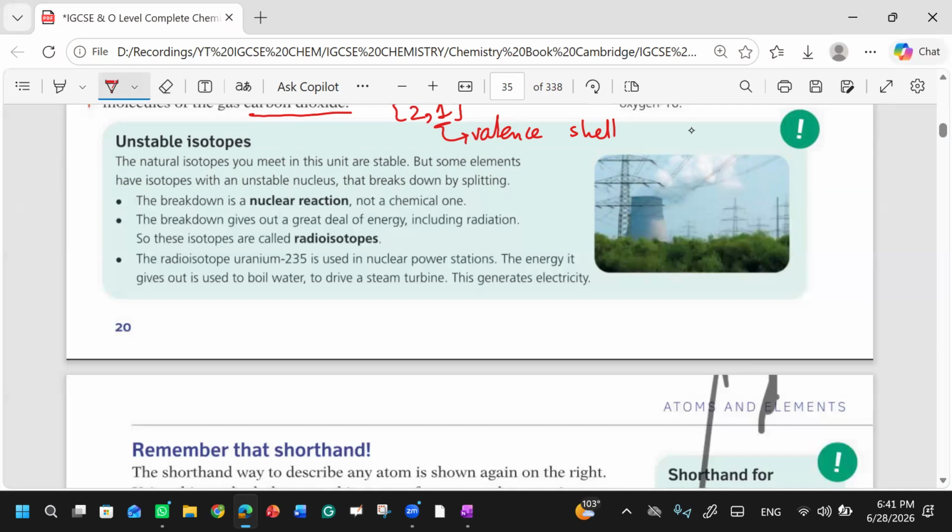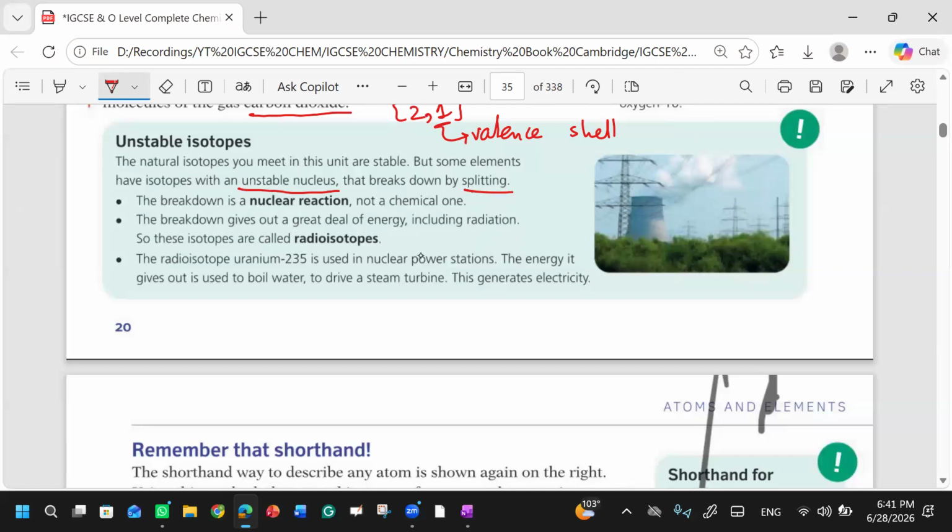And where are neutrons present? They are always present in the nucleus. That's why they have mentioned the nucleus. Are you clear with this? Why are they mentioning the nucleus and not the shells? Because they are talking about the isotopes, and isotopes differ only in their nucleon number. The number of neutrons is different. So there will be an unstable nucleus that will break down by splitting.